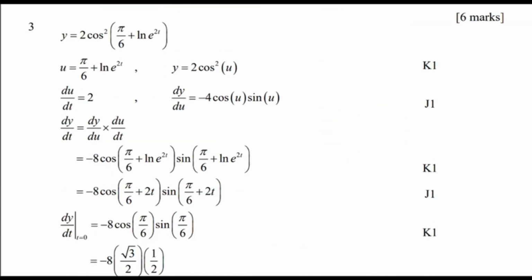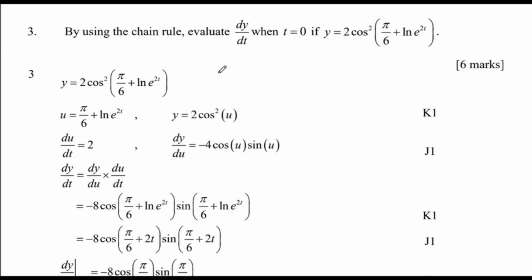Baik, yang ketiga. By using the chain rule, evaluate dy/dt when t sama dengan kosong if y equals to 2 cos square (pi over 6 plus ln exponent 2t). Alright. So as you can see, this is your y. Okay, 2 cos kuasa 2 pi over 6 tambah ln exponent 2t. So dia nak minta awak guna chain rule untuk dapatkan dy/dt. Okay, when t adalah sama dengan kosong.